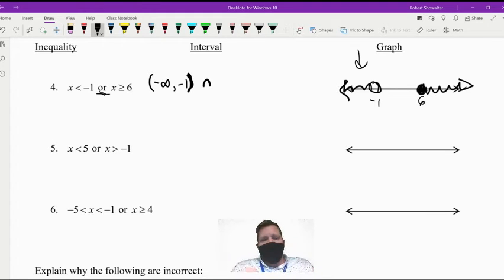Okay, now let's look at the other one. We have a critical value 6. It goes forever to the right. So we're going to do infinity, it keeps going.